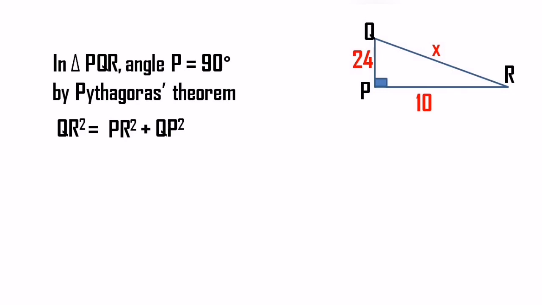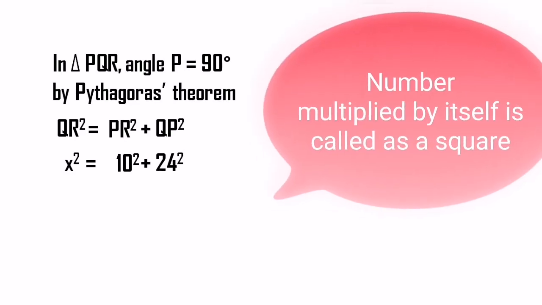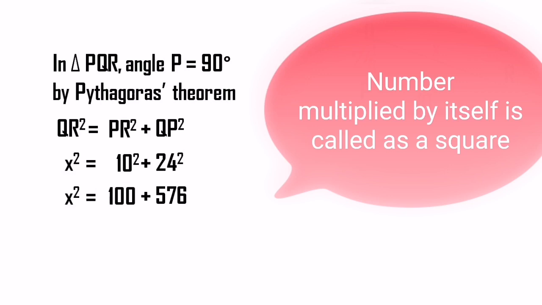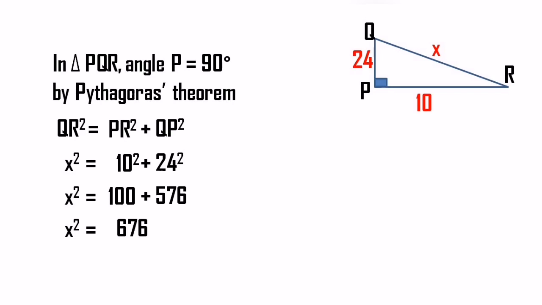The next step is to substitute the values as per the question. We need to find QR square, so let it be x square, PR square will be 10 square and QP square equal to 24 square. As you know, multiplying a number with itself is nothing but squaring the number. So 10 square is 10 into 10, that gives 100, and 24 square gives 576. Add them, the answer will be 676.